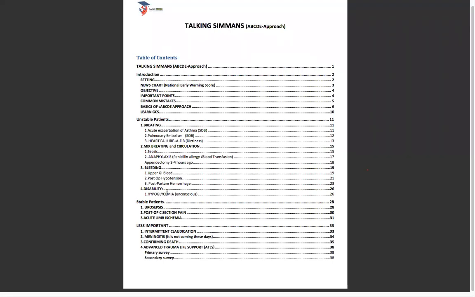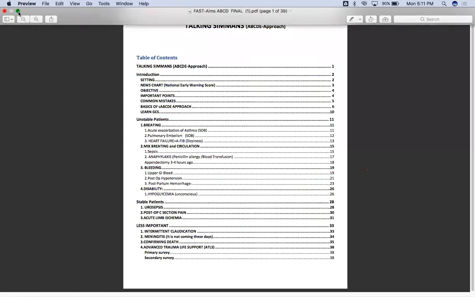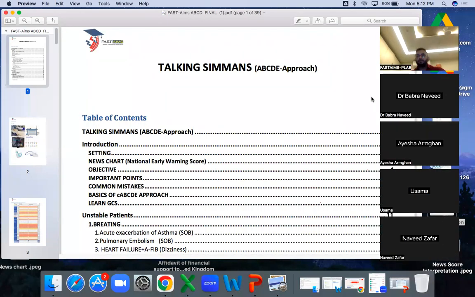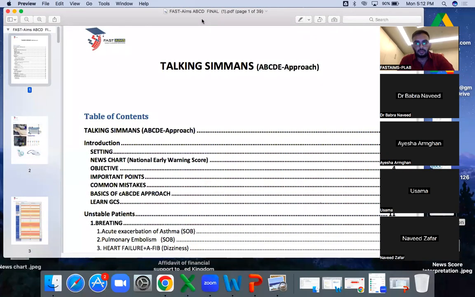The last one is disability. Before going into the detail, we need to learn some things. Can you see my screen completely? Yes, sir. Okay. If my screen is visible to you, then I can proceed.